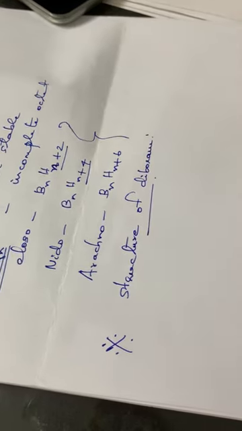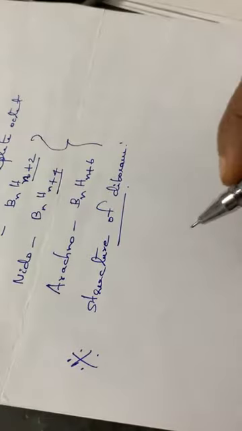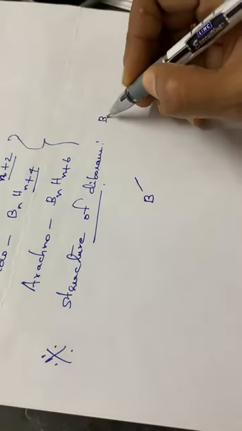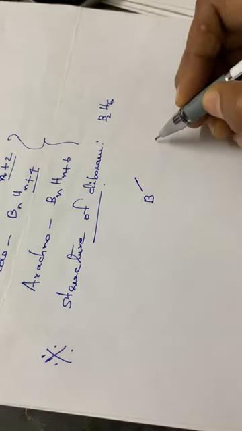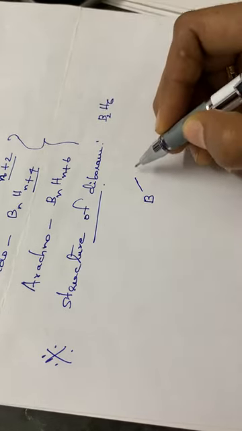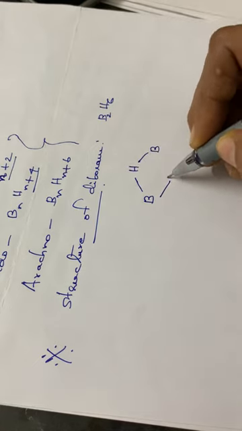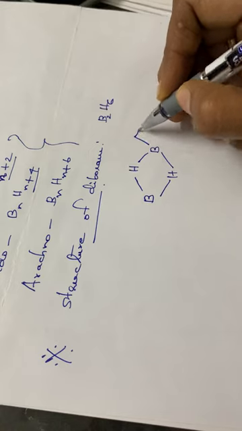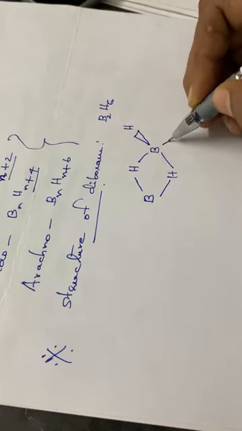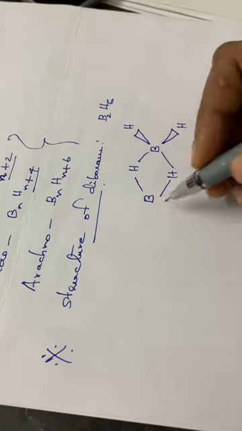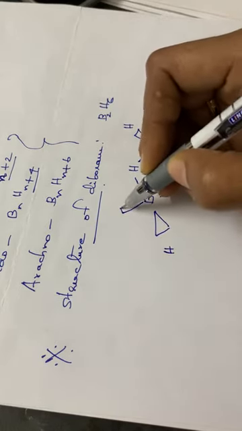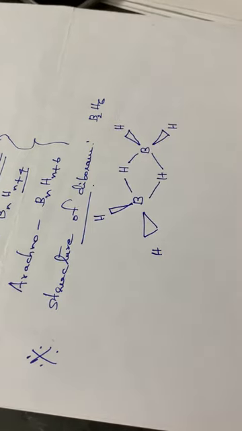See here, regarding the structure, normally this structure was derived from electron diffraction studies, and the structure will be like this. Diborane is B2H6. So the structure will be like this: 2 boron atoms joined together by 2 hydrogen atoms. That means these 2 are the bridging hydrogen atoms. Then the remaining 4 hydrogen atoms lie in a different plane with respect to the other 2 hydrogen atoms. Okay, so this is the structure of diborane.